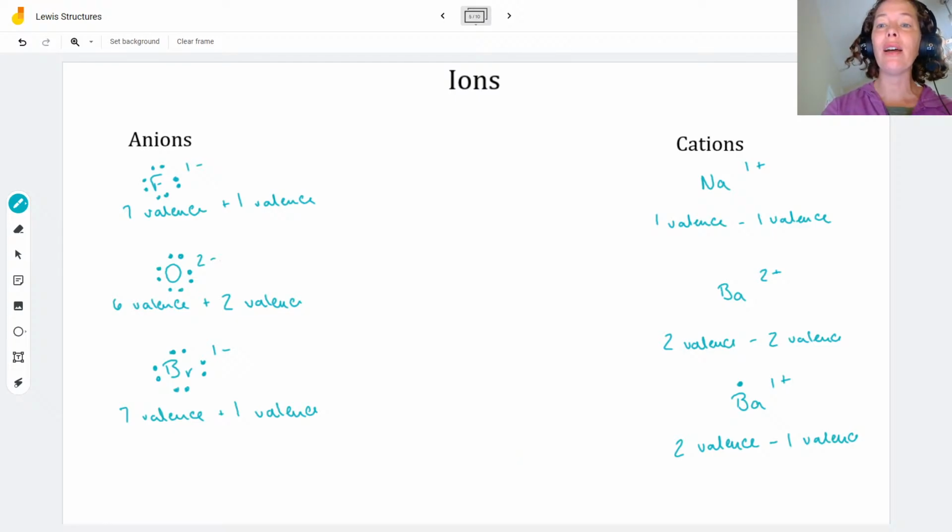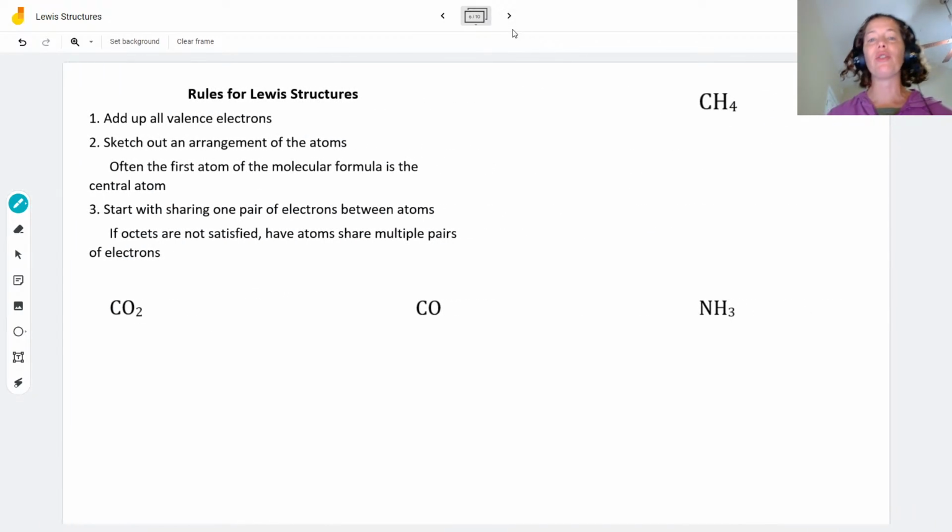All right, so that is Lewis structures of ions. Of course, those are monoatomic ions, but we will do polyatomic ions, but not quite yet. So now for, I feel like, the real meat of this live stream. This is Lewis structures of molecules. So instead of just dealing with one atom, either a neutral atom or an ion, now we're going to bond atoms together.